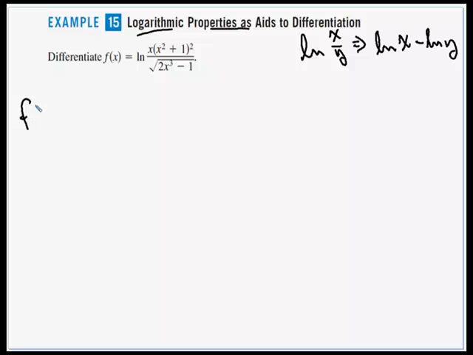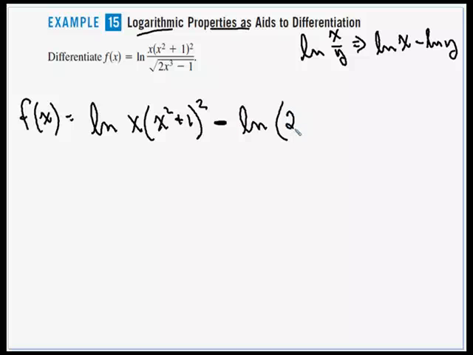F of x, and this is not the derivative yet, the ln of a quotient is the natural log of the numerator, and that was x times x squared plus 1 quantity squared, minus the ln of the denominator. And I'll rewrite that as a rational exponent, 2x to the third minus 1 quantity to the half power. So using this property of logs, we broke our quotient up into a difference, a subtraction.